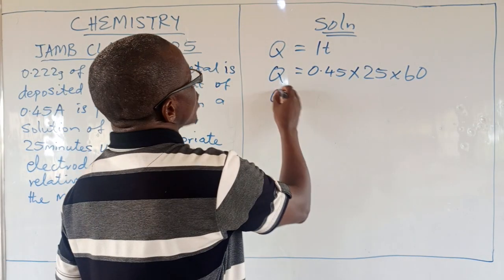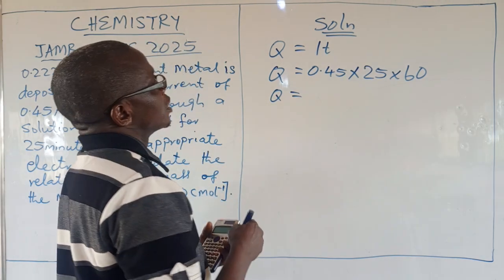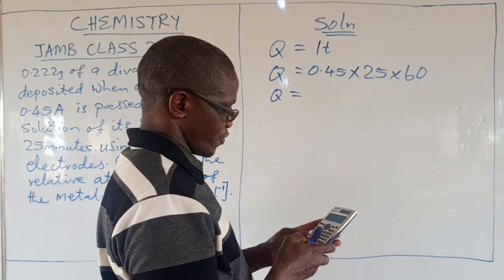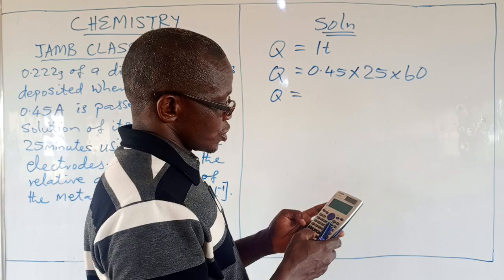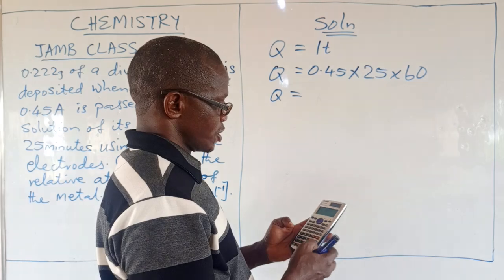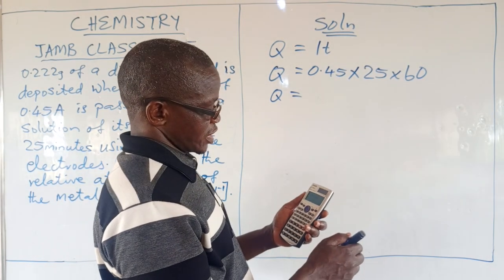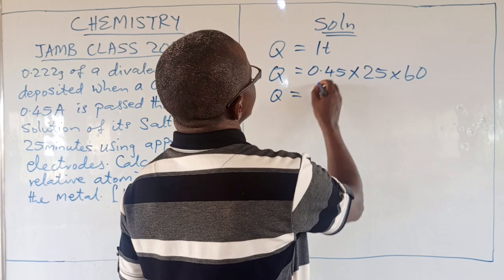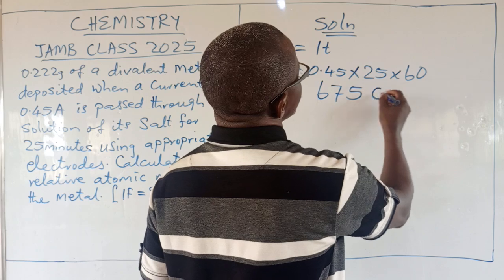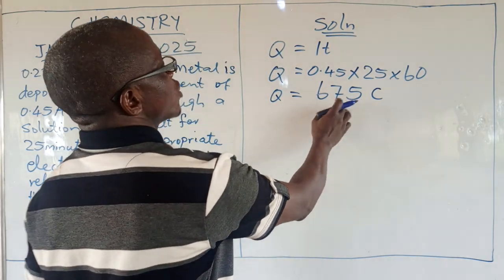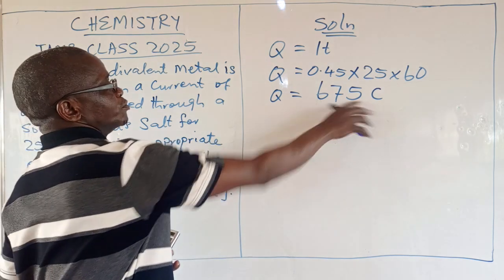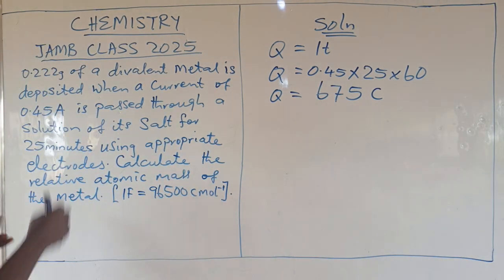So now let's see what Q will be. 0.45 times 25 times 60 gives me 675 coulomb. This is the quantity now. You have gotten the quantity. The unit of quantity is coulomb.